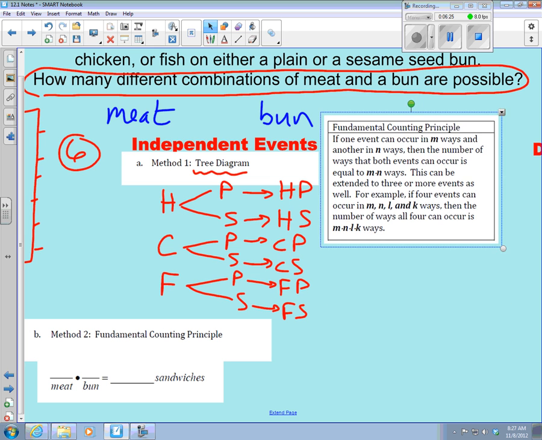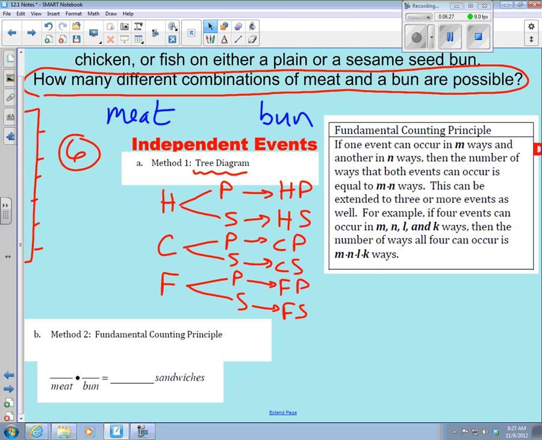The fundamental counting principle. The fundamental counting principle is this: if one event can occur in M ways and another in N ways, then the number of ways both events can occur is equal to M times N. So basically, you take the number of possible ways an event can occur for both situations and you multiply them.